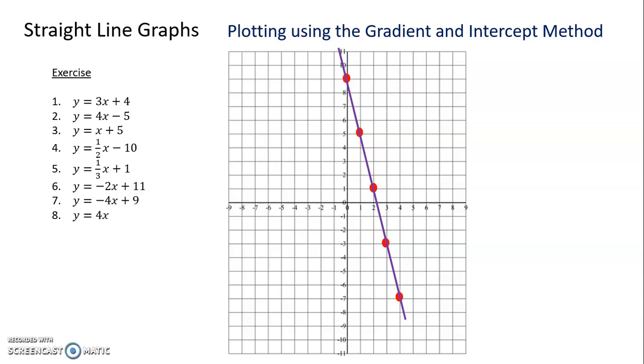And then finally, y equals 4x. So what we've got there is y equals 4x add 0, add nothing. So that means that the intercept is at 0. And then we're going along 1, up 4 because the gradient is 4 as we've got a 4 in front of the x. So join those up, should get a nice straight line.